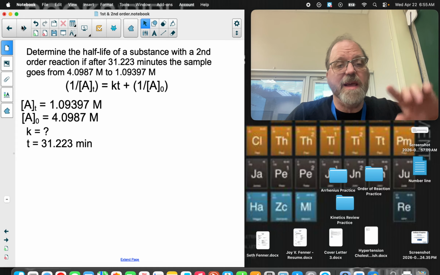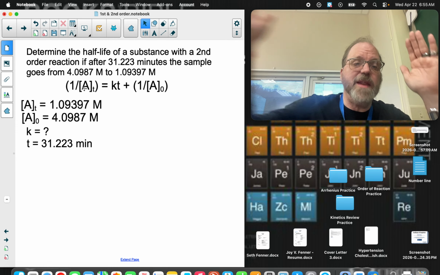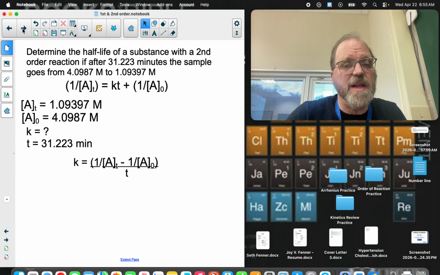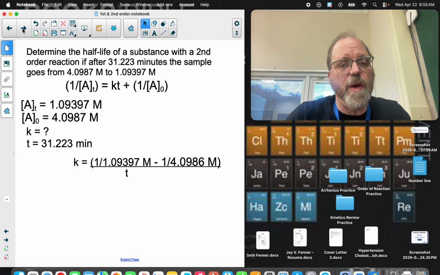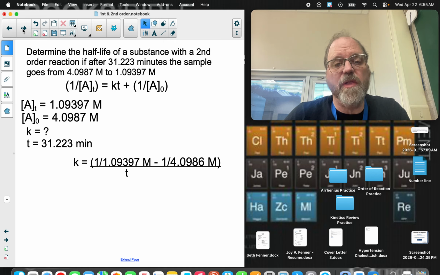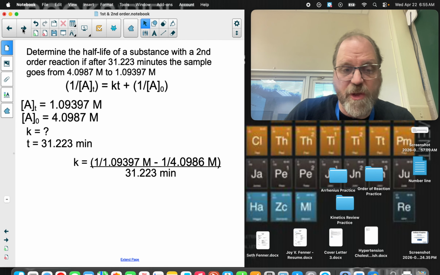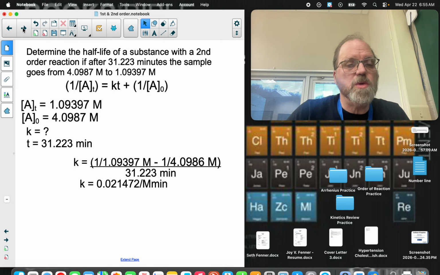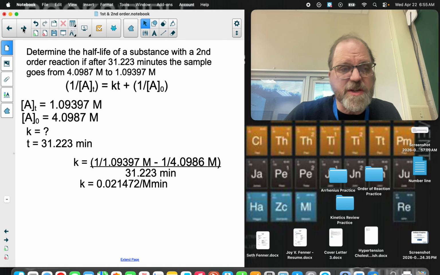So that means we're going to move A_0 to the opposite side, subtract it, divide by t, put our values in. So it's going to be 1 over 1.09397 molar minus 1 over 4.30986 molar, and take that value and divide by 31.223 minutes. When we put it into the calculator, we're going to get 0.0212472 per molar minute. That's our k value.